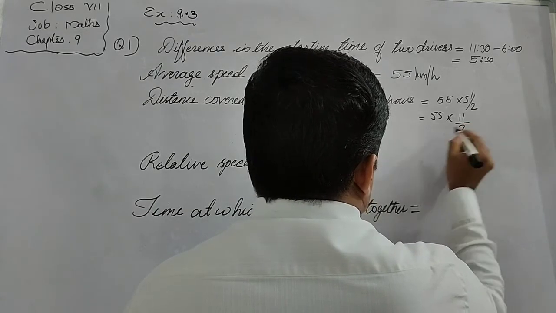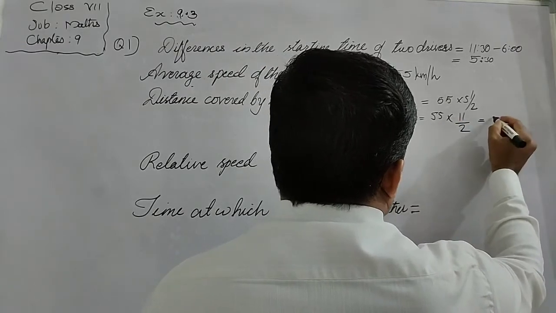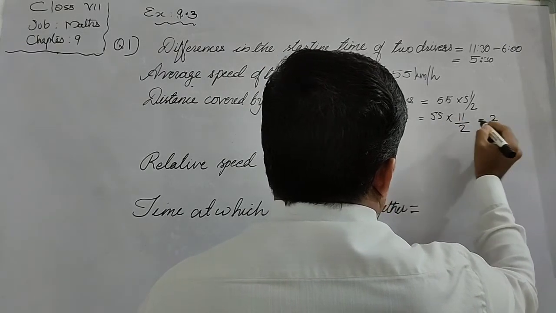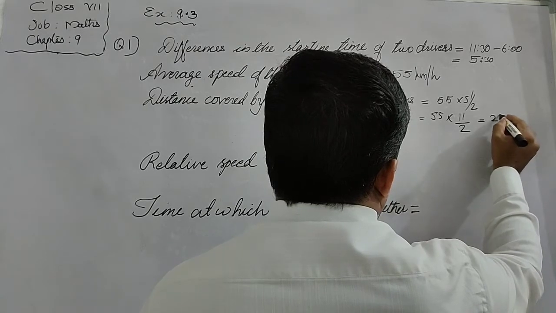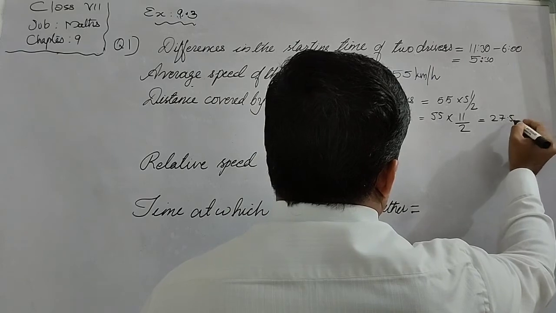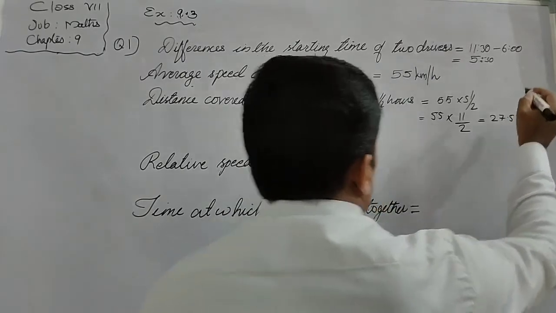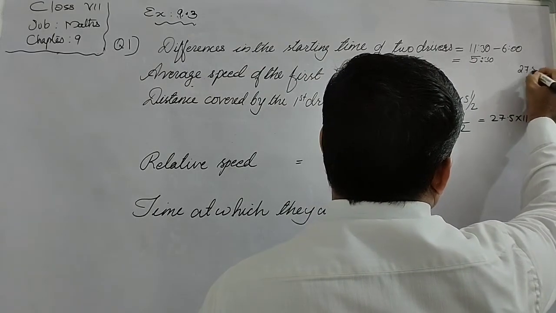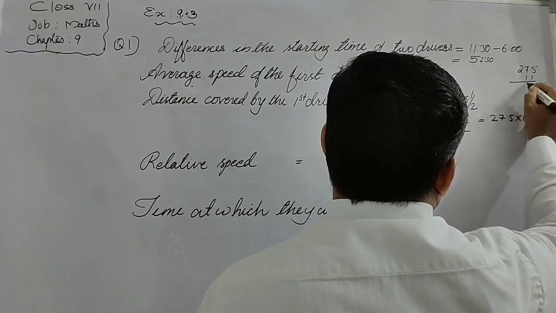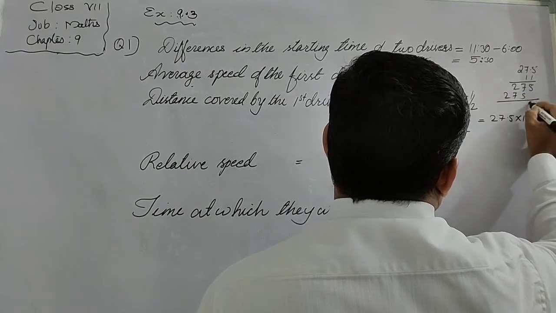We can find that out. 2 2s are 4, 15, 2 7s are 14, and 1, 2 5s are 10, so 27.5 into 11. We multiply that, 27.5 into 11. 5 7 2 and 5 7 2.